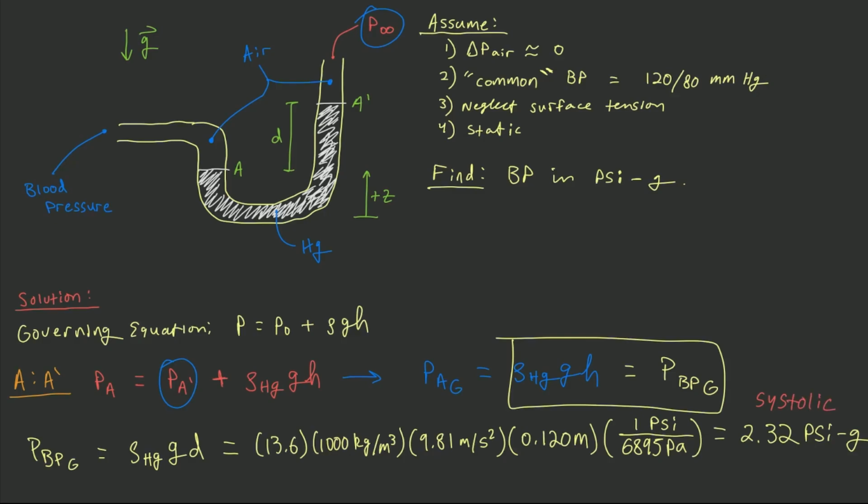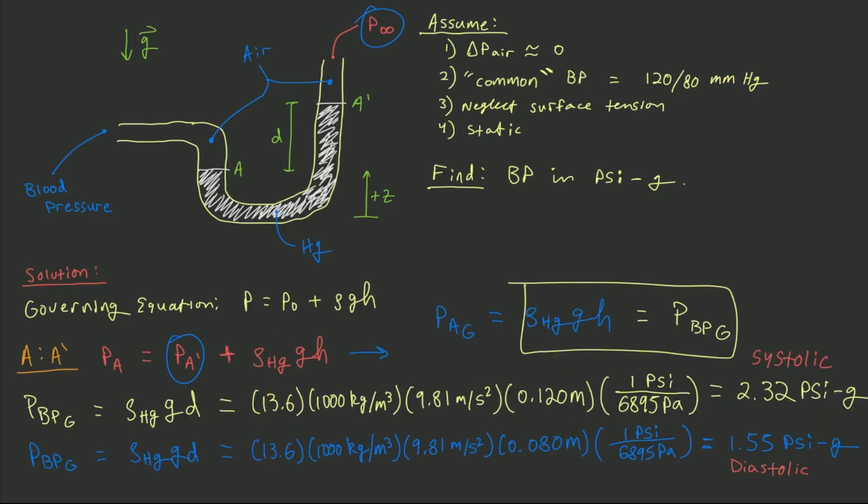And now let's repeat the process for our diastolic blood pressure. We're using the same specific gravity of mercury, the same density of water, and the same magnitude of gravitational acceleration. The only difference is the distance d that we plug into the equation. For the systolic blood pressure, we plug in 120 millimeters of mercury, or in other words, d, as shown here, is 120 millimeters. So A prime is 120 millimeters above A. For the diastolic blood pressure, we plug in 80 millimeters, or in other words, d is equal to 80 millimeters, or A prime is 80 millimeters above A.